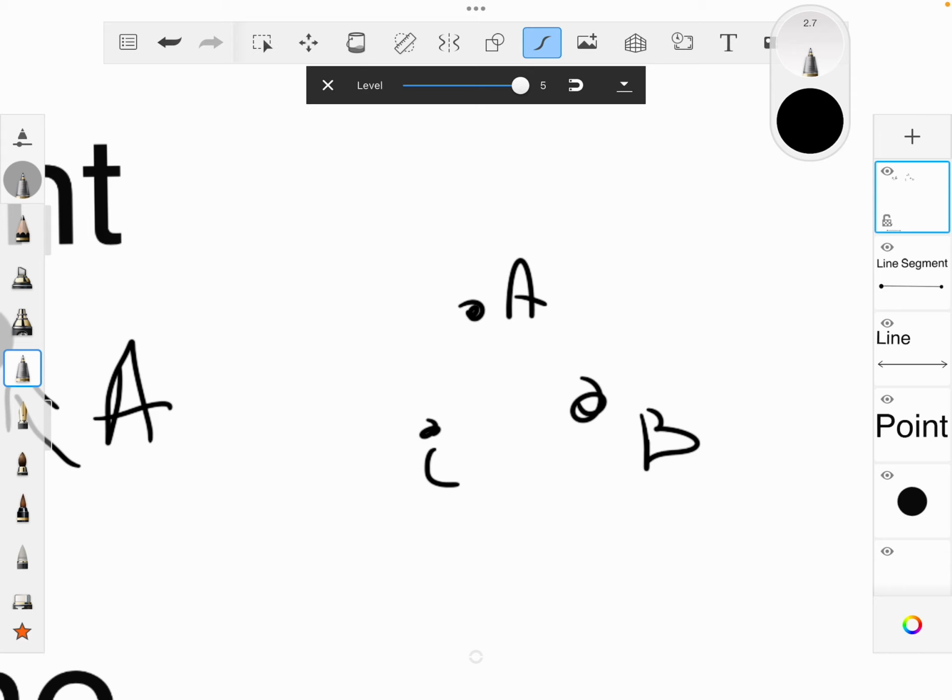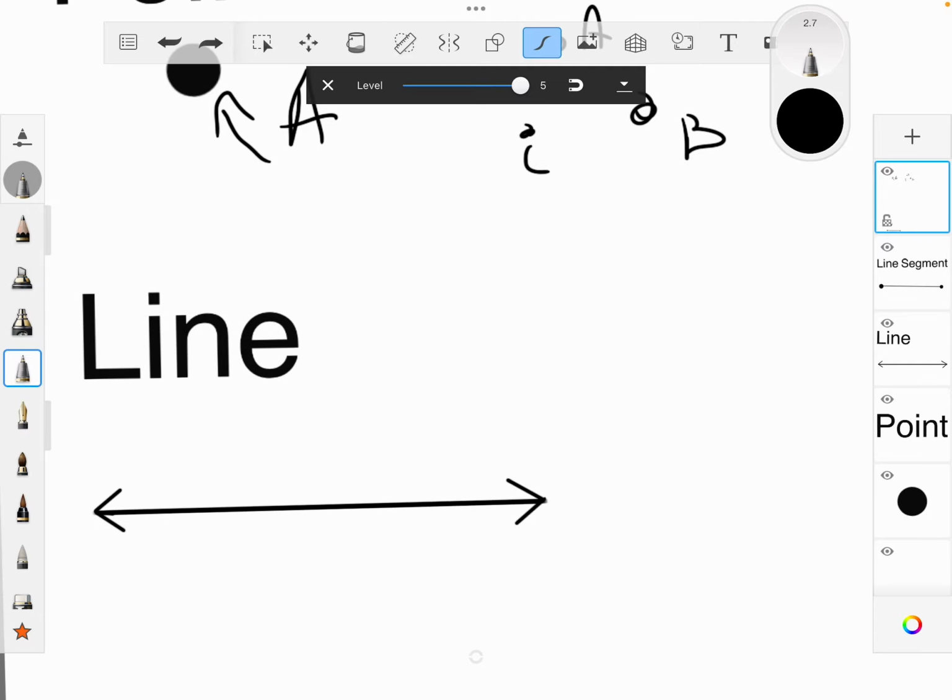And in later courses, you'll learn that these might form a triangle. These might be like parallel lines, or these might also be non-collinear points. But that'll be for a later video.